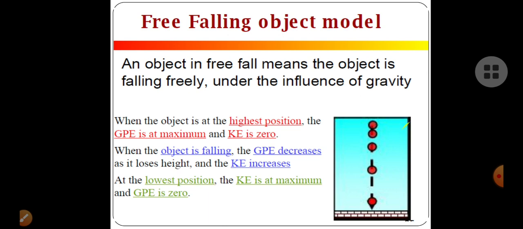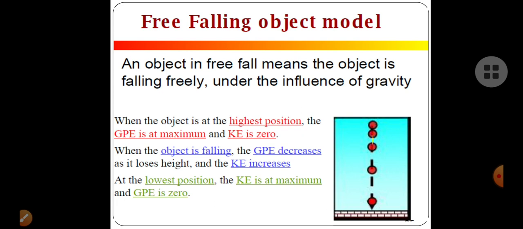Let us discuss this law of conservation of energy with the help of a freely falling object. You can see in the picture an object in free fall, which means the object is falling freely under the influence of gravity. Let this ball fall from a height. We are holding this ball at a height and it is not moving. So at the highest position, the gravitational potential energy of this ball is maximum, and as it is not moving, its kinetic energy is 0.